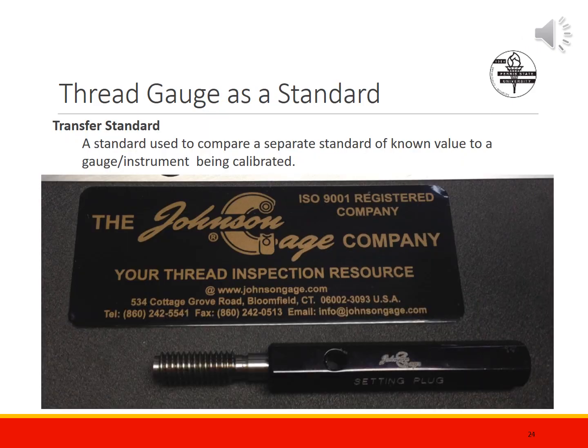Okay, now lastly, here's an interesting example of how thread plug gauges can be used. It comes from Johnson Gauge in Bloomfield, Connecticut. The threaded plug gauge shown was produced by Johnson Gauge, and they're an ISO 9001 registered company, and they also happen to have an ISO 17025 certified measurement lab. These guys got their act together, right?